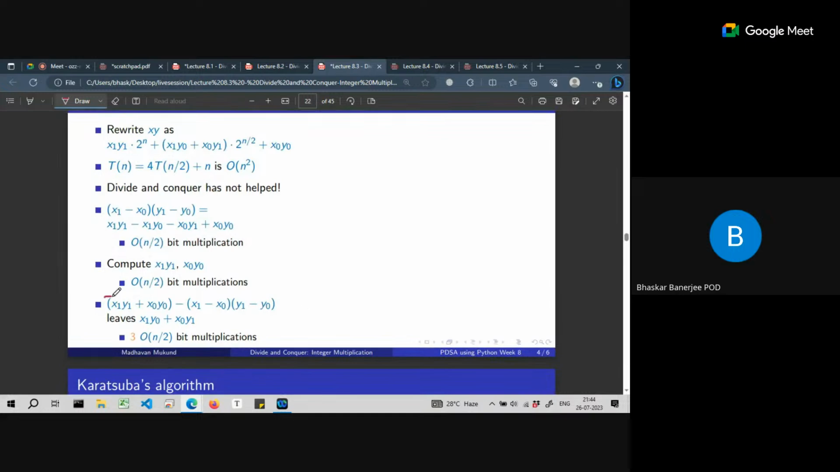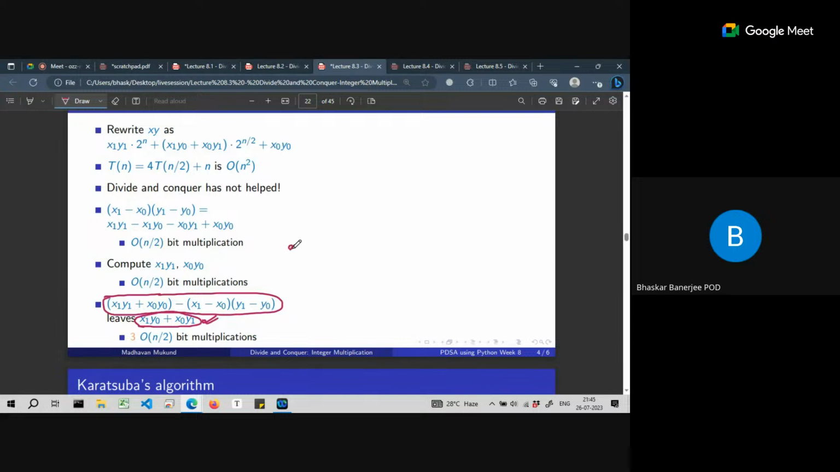Now consider this expression: x1 y1 plus x0 y0 minus this term. What will it result in? It results in x1 y0 plus x0 y1. So if I simply do x1 y1 plus x0 y0 minus this term, then I get the result as this quantity.